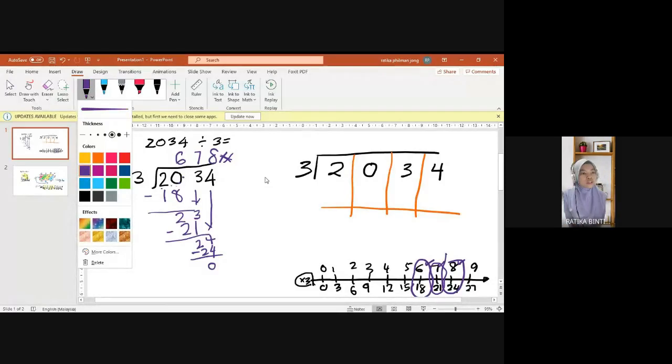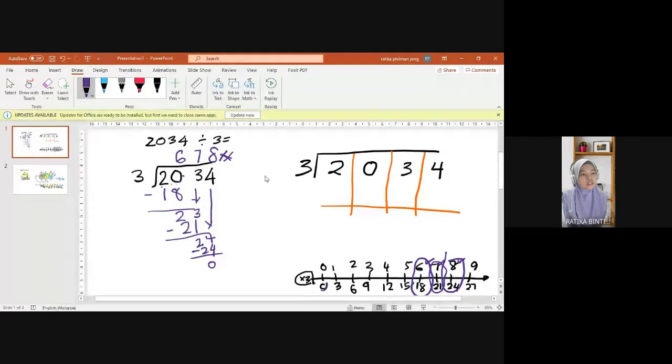So 2 divide by 3. Yang ni kita pilih one by one. Tak ada kan? So we choose 0. So up is 0. Kat sini 0, bawah pun 0, 2 minus 0 is 2. And this number 2 you are going to bring it up sebelah next number. So here is 20.